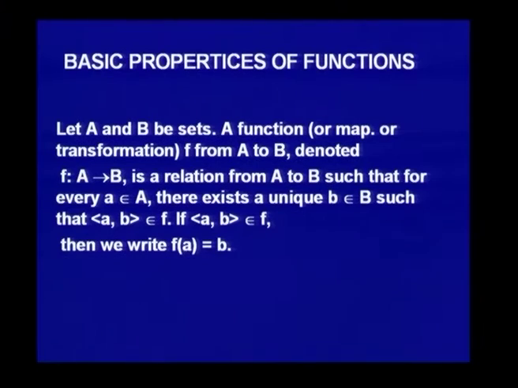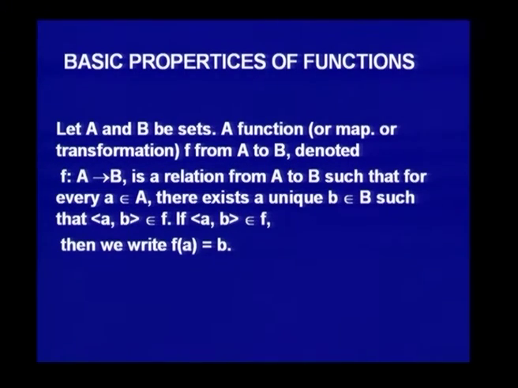So, let us see the formal definition of function. Let A and B be sets. A function or map or transformation f from A to B, denoted f colon A arrow B, is a relation from A to B such that for every a belonging to A, there exists a unique b belonging to B such that (a, b) belongs to f. If (a, b) belongs to f, then we write f(a) = b.